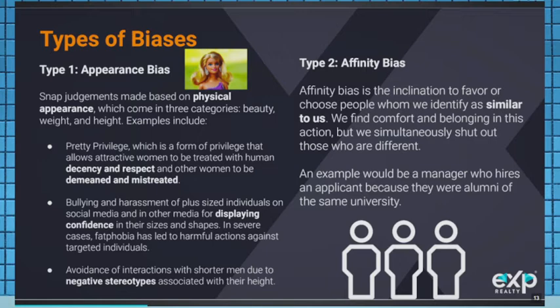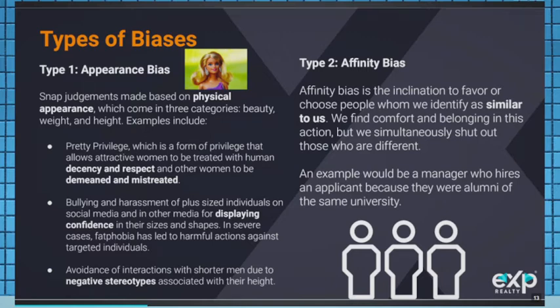The second is affinity bias. Affinity bias is the inclination to favor or choose people who we identify as similar to us. We find comfort and belonging in this action, but we simultaneously are shutting out those who are different. An example would be a manager who hires an applicant because they're alumni of the same university.